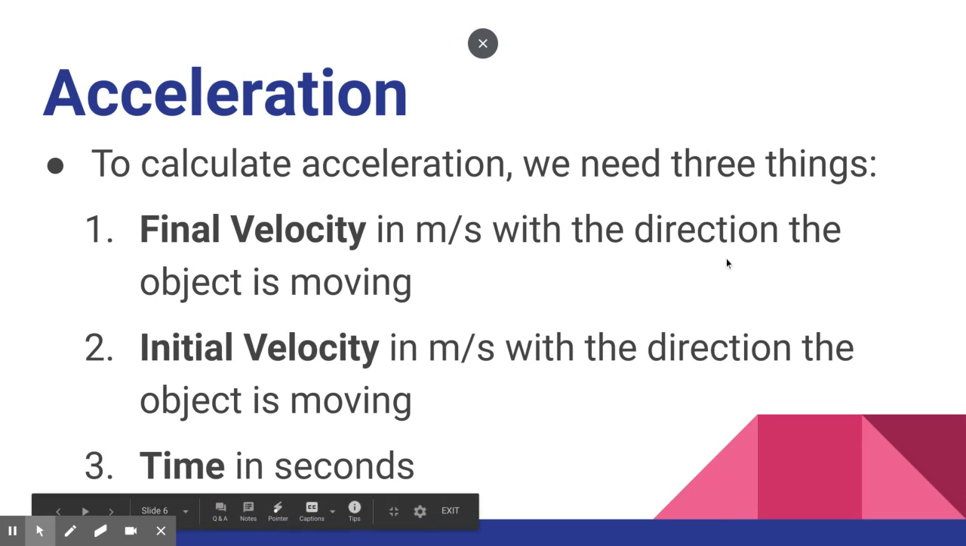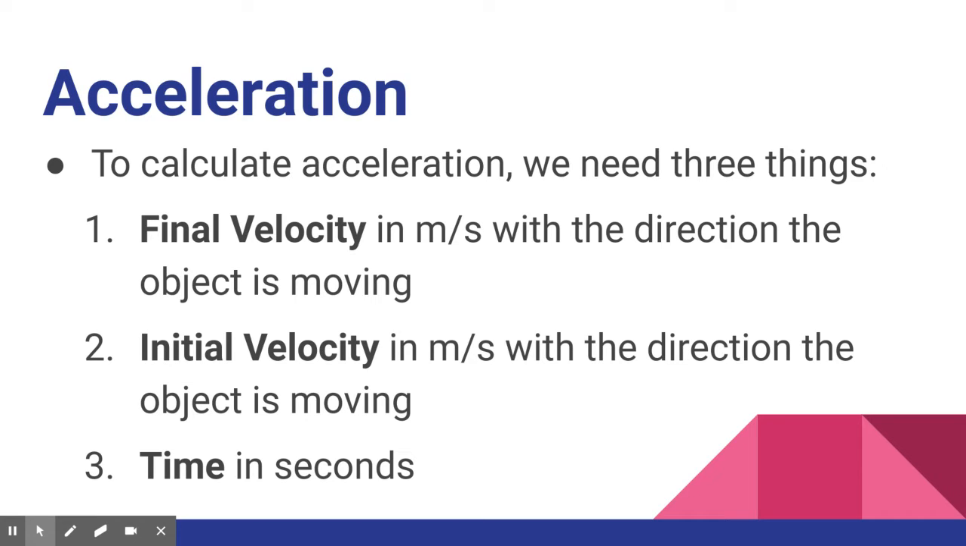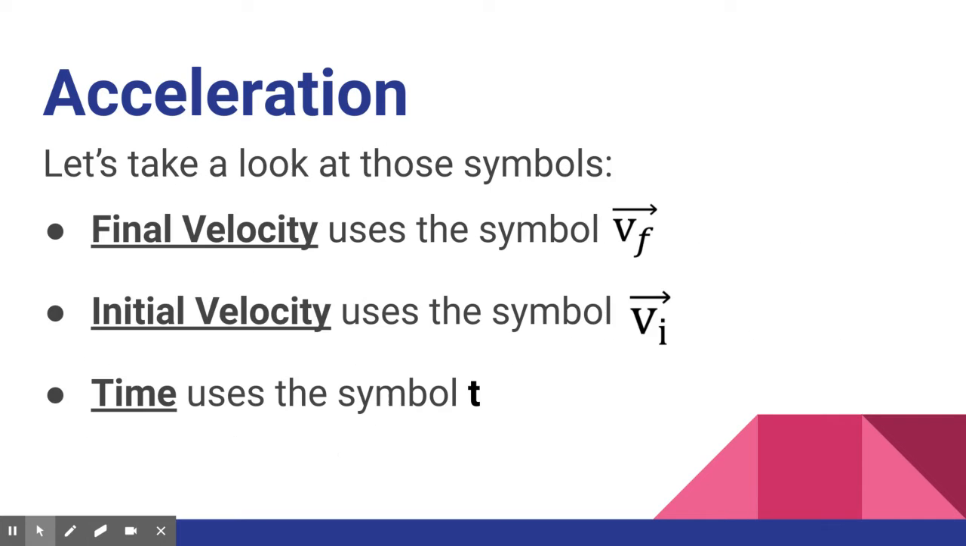Now, to calculate acceleration, we need three things. For speed and velocity, we only needed two things. Acceleration needs three things. We have what's called the final velocity. We'll get to what that is in a second, but it's velocity measured in meters per second. In this case, we're really not going to be working with kilometers per hour. We're just going to be working with meters per second, just to make it easy on us. And then initial velocity, which is also measured in meters per second. And then time. So we are working with things that we've worked with before. We're now just changing them a little bit.